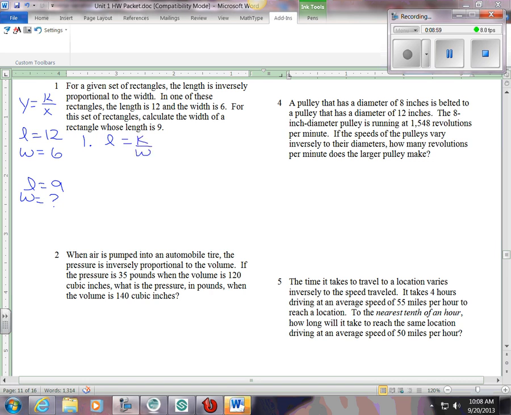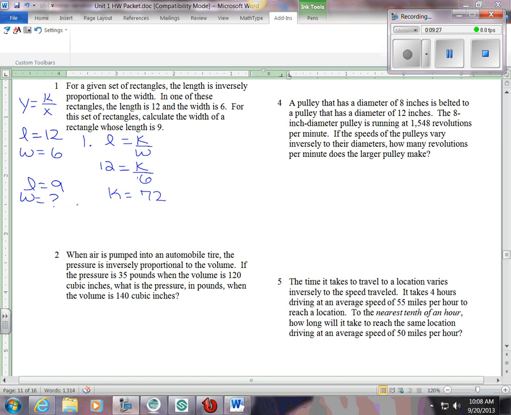All right. I was given 12 and 6 for my first rectangle. Why did I write W again? Sorry, there you go. How do I find K? Good, what is it? 72. Good.